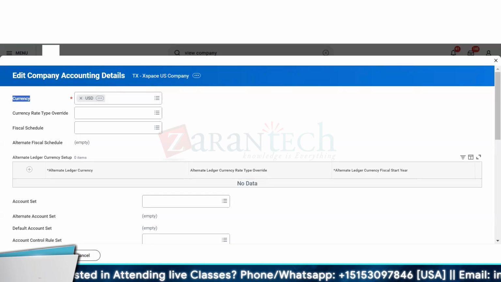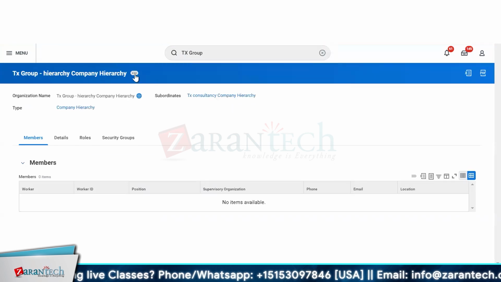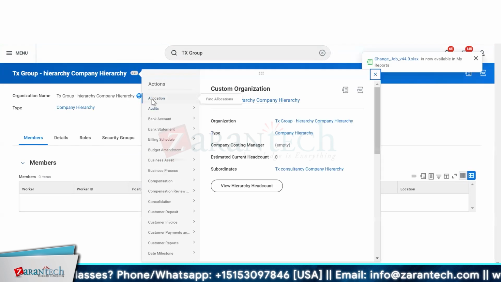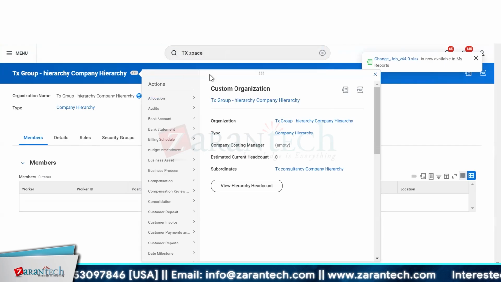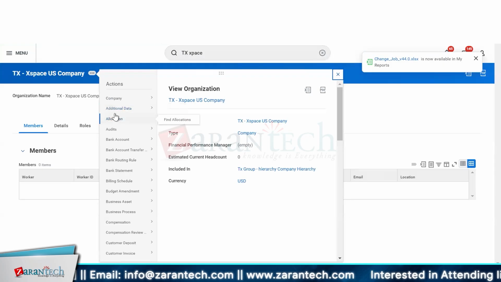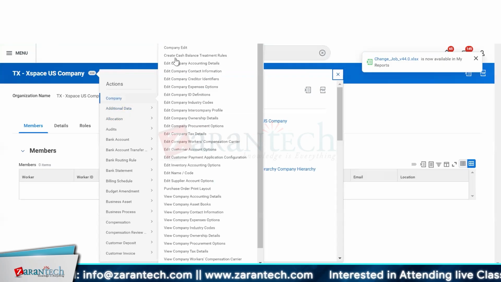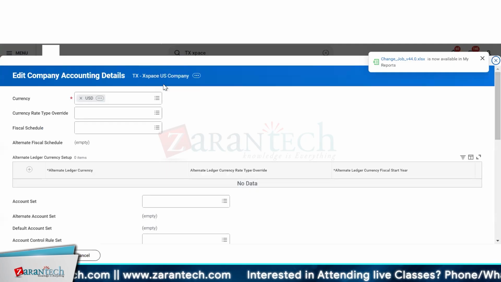But if I close it here and view company hierarchy now, go to the related action button, and here I don't have any company related action, but in company I have related action with the name of company. Can anyone tell me why is it so? For the company we have this company option, but the hierarchy starts with additional data, sorry, allocation, not with the company. Anyone who has an idea why the company holds this company edit information but not the hierarchy?